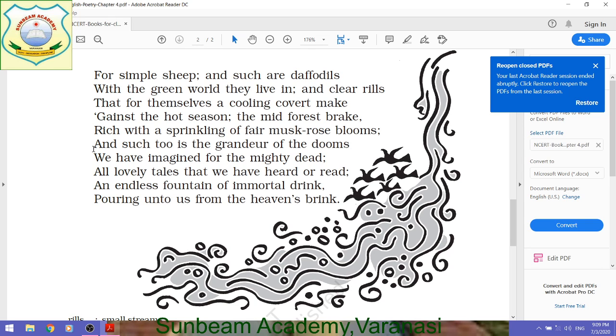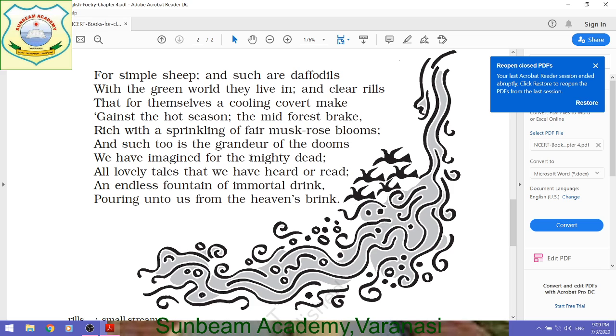And such too is the grandeur of the dooms. Now further the poet says that such too is the grandeur of the dooms we have imagined for the mighty dead. Remember students, mighty dead are our ancestors. The poet has mentioned our forefathers. They are mighty because their soul, their brain, their deeds, their achievements were very powerful.